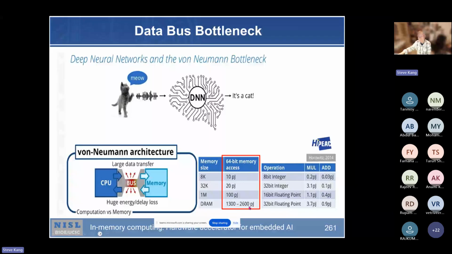In terms of computation operation, 8-bit integer multiplication is 0.2 picojoule, addition is 0.03 picojoule. 32-bit integer is 3 picojoule, and the addition is 0.1 picojoule. 16-bit floating point, 1.1 picojoule, addition is 0.4 picojoule. 32-bit floating point multiplication, 3.7 picojoule, 0.9 picojoule for addition. So you can see that multiplication takes far more energy than addition, right?